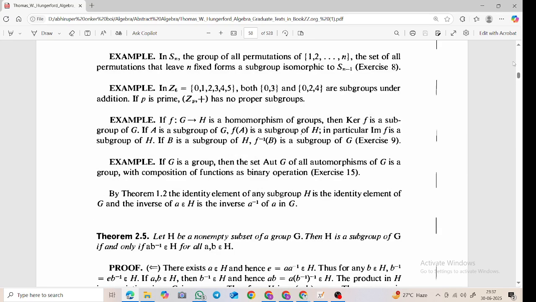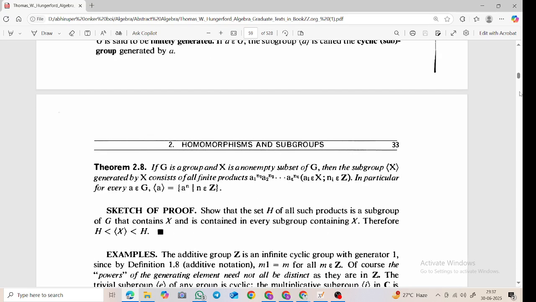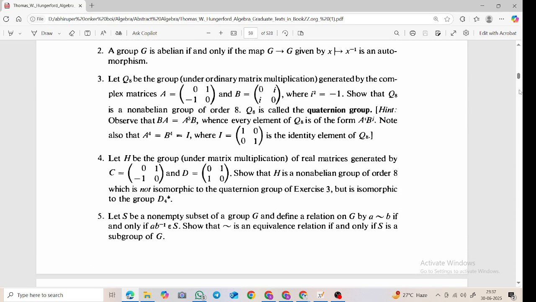Which were the exercises in which you guys were stuck? I mean, which exercises I told you not to go through yet?